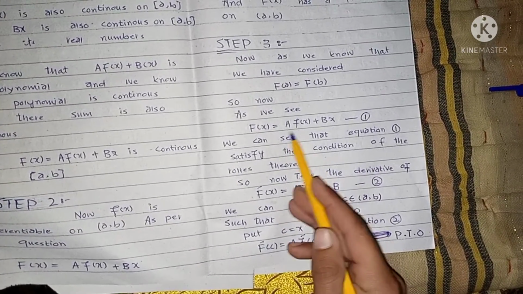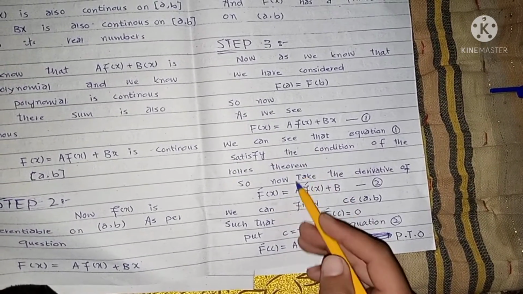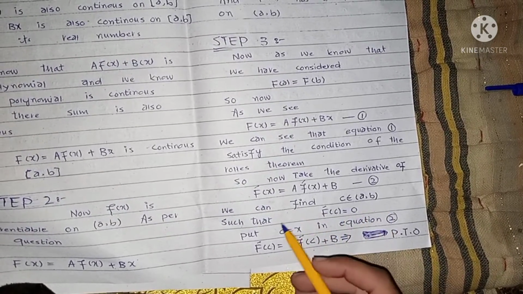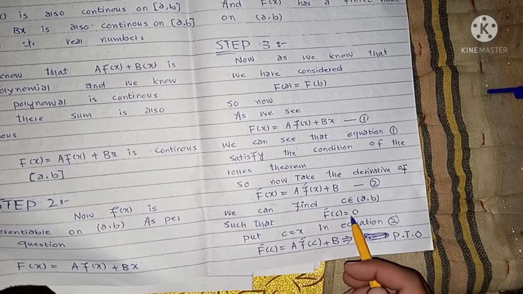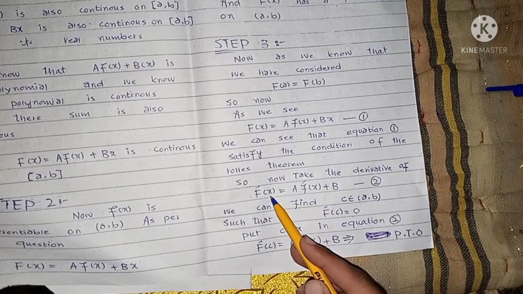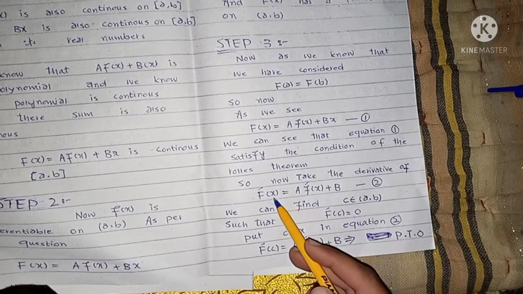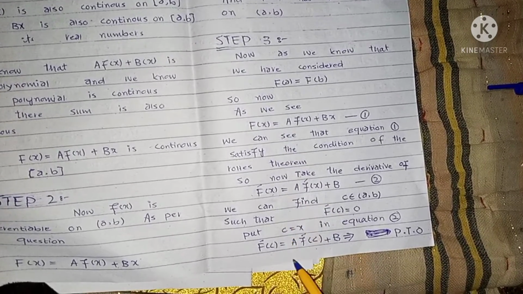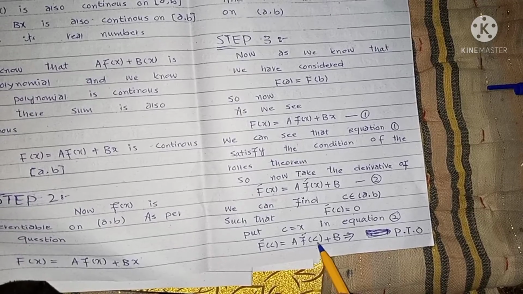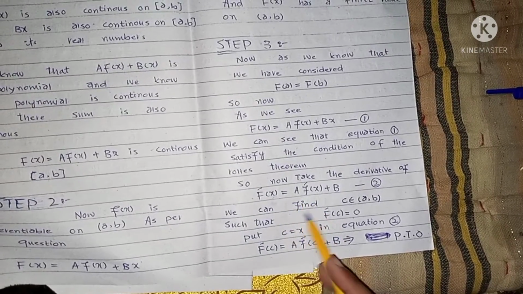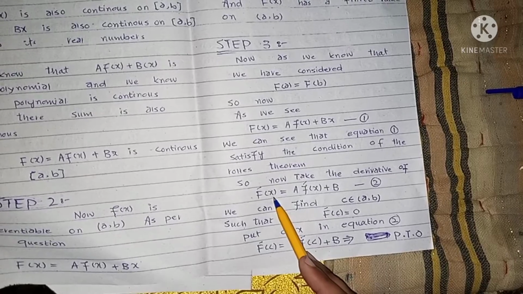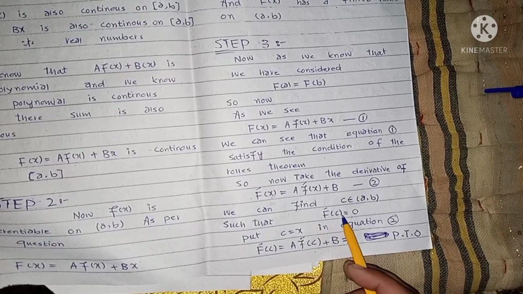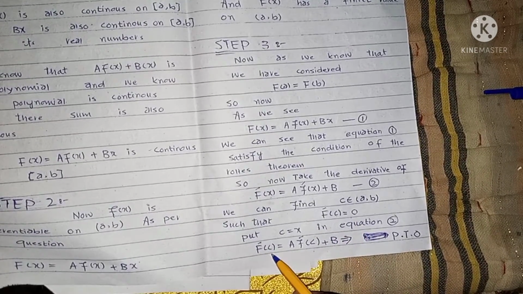Over here you can see this equation. I took the derivative of this one, then I supposed we can find c belonging to (a, b) such that f dash of c equals 0. So when I put c instead of x over there, I got a f dash of c plus b. Just I put c instead of x. And as I have considered that f dash of c must be equal to 0, I'll make it 0.